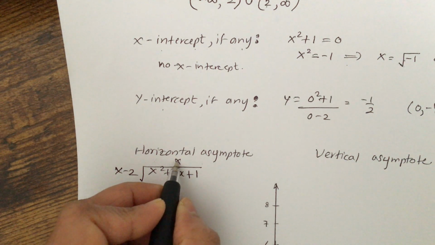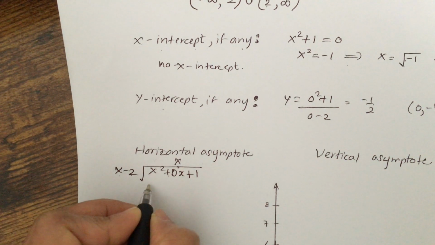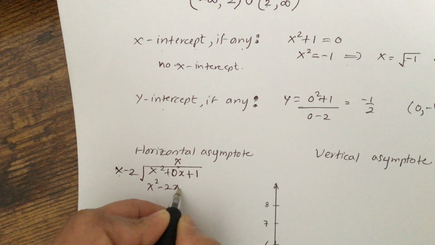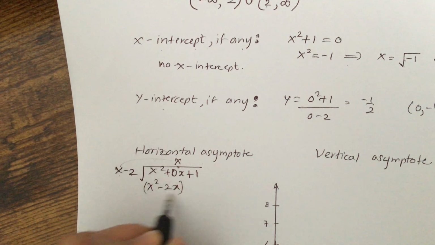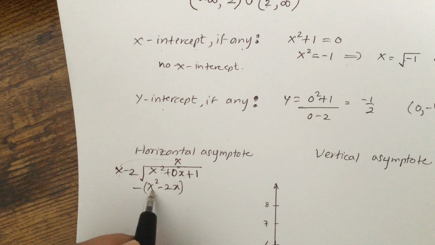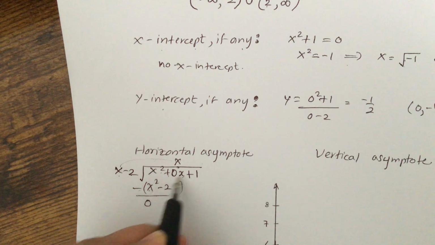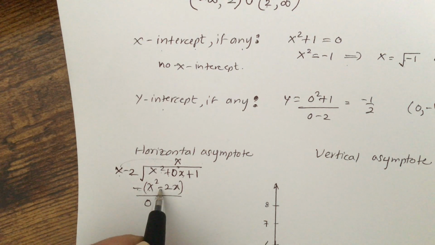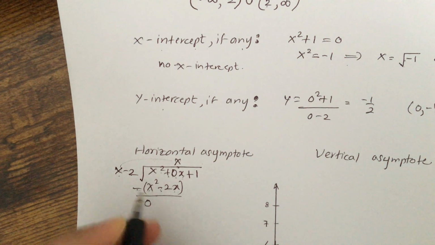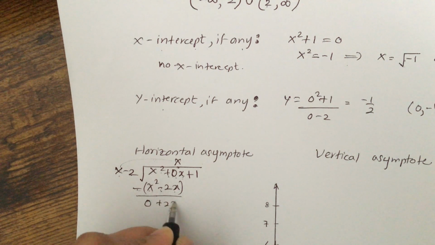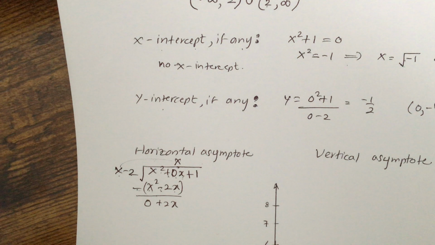Then multiply x times x minus 2, which gives you x squared minus 2x, right? Then I have to subtract these two. X squared minus x squared equals 0. 0x minus negative 2x is positive 2x. So you have here positive 2x, right?